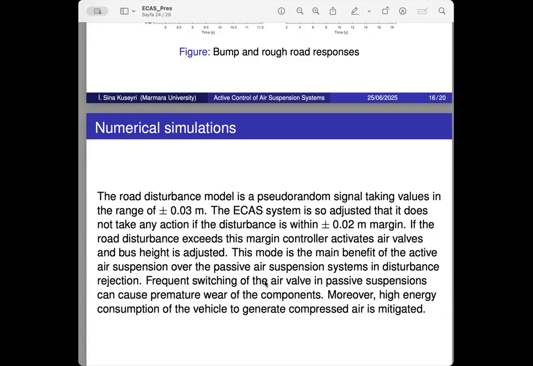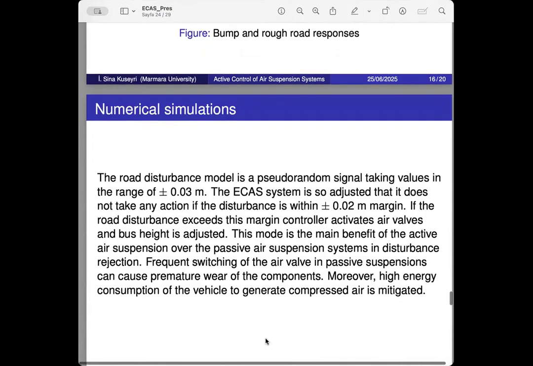Actually, this mode is the main benefit of the active air suspension over the passive air suspension systems used in general. Frequent switching of the air valve in passive suspensions can cause premature wear of the components. And moreover, high energy consumption of the vehicle to generate compressed air is mitigated. This is the main advantage of the active suspension system.